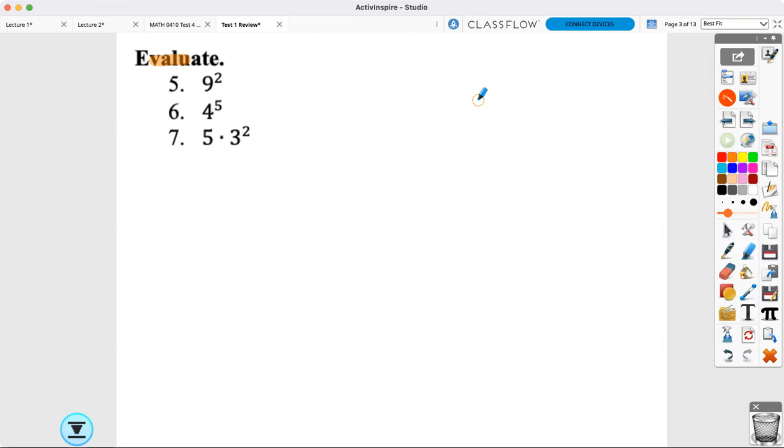So when you see 9 squared, that is the same thing as what? 9 times 9, right? But what's 9 times 9? 81. And we're done. Everyone see now what evaluate means and that we get a number at the end of it.